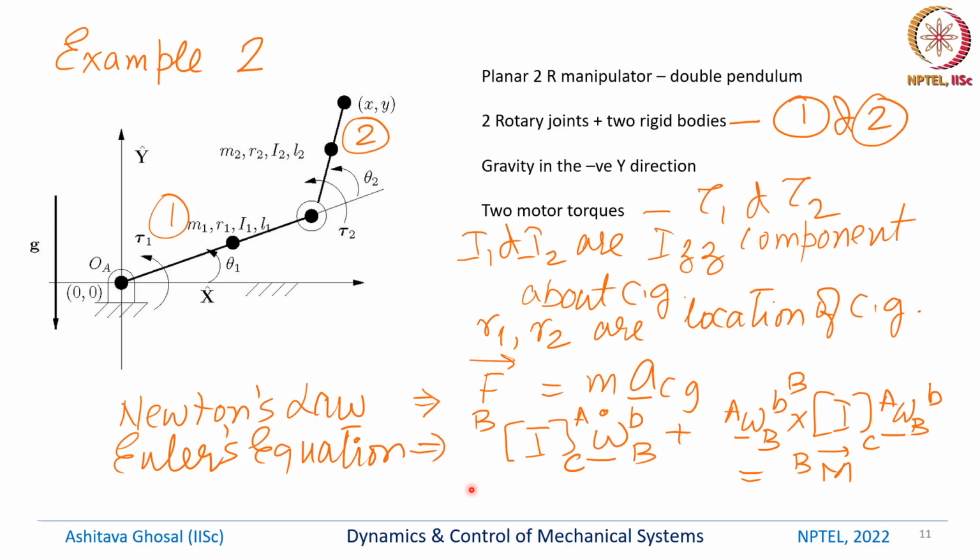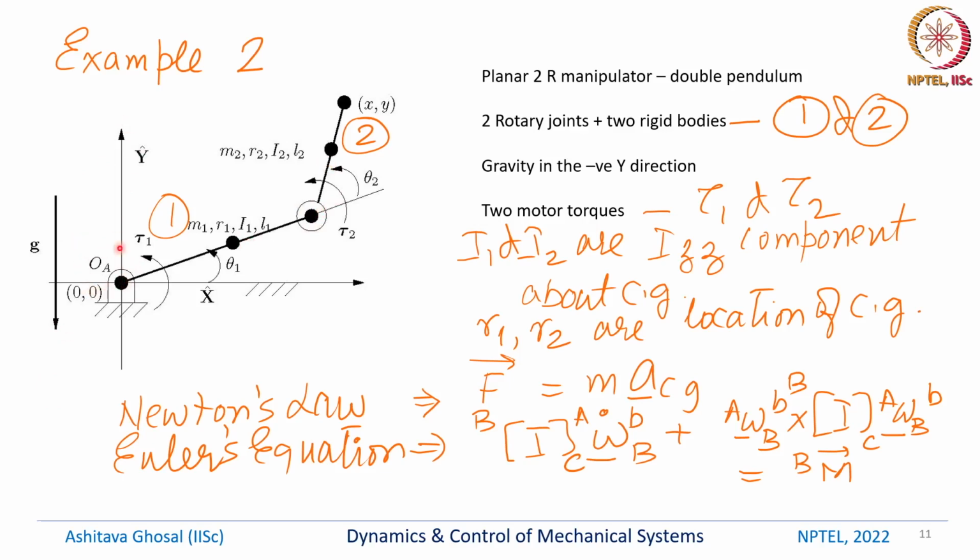This is an example of a 2 degree of freedom system. Basically it's a planar 2R manipulator, which is very well known in robotics. It is also a double pendulum. I have drawn it this way, but if I had drawn it vertically hanging down, it would be a double pendulum. There are 2 rotary joints and 2 rigid bodies. Between the fixed ground and the first link is one rotary joint, and between the first link and the second link there is another rotary joint. The gravity is acting downwards.